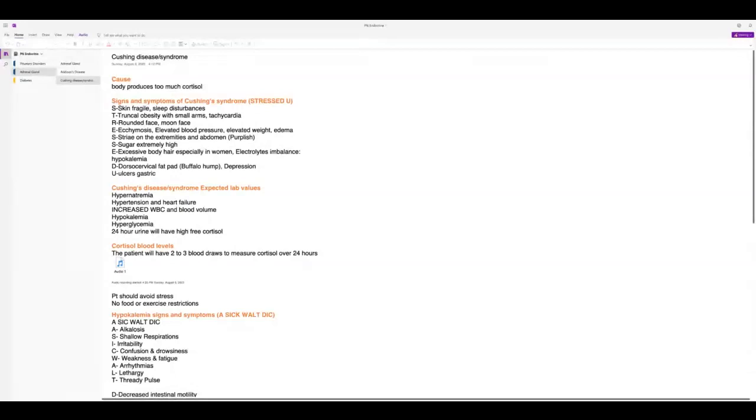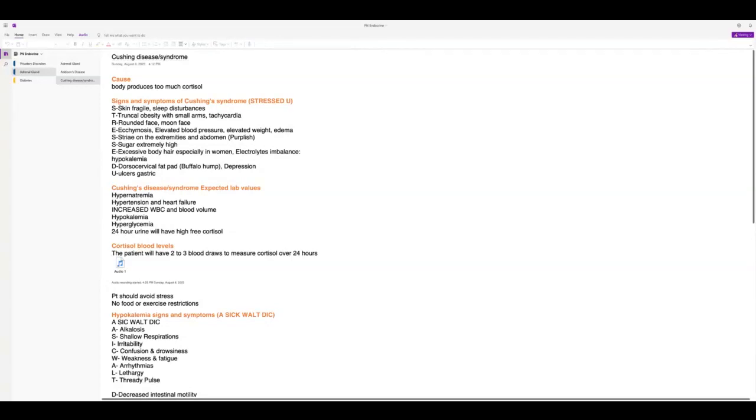Striae on the extremities and abdomen. It's purple striae. Okay, they can have an extremely high sugar and excessive body hair, especially in women. Okay, you're going to look for a low potassium. All right, and then they're the ones that have the buffalo hump, and they could get ulcers. So the expected labs are hypernatremia, hypertension, and heart failure, increased WBC, hypokalemia, hyperglycemia, and a 24-hour urine will have high free cortisol.